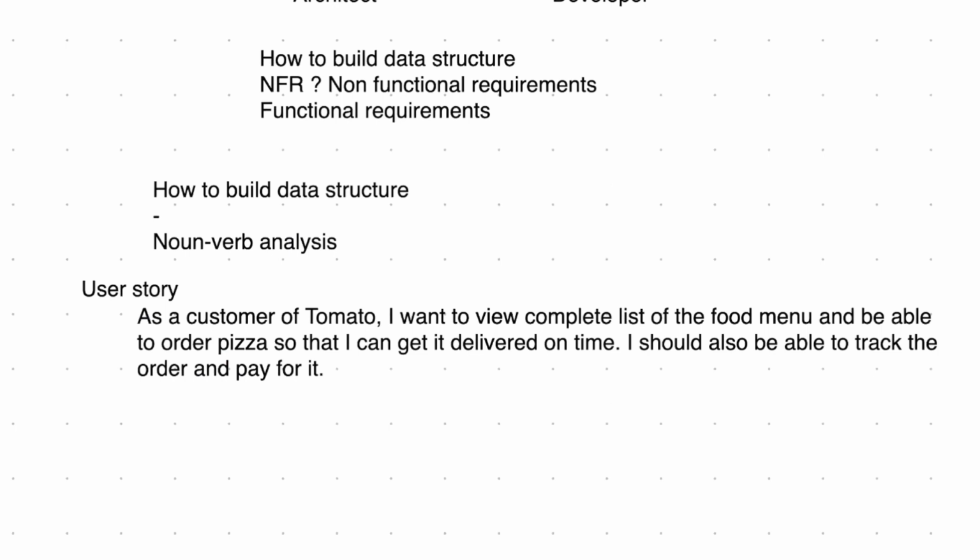Let me highlight this with green. All nouns go green. Customer is a noun. Very simple. Tomato is a noun. Complete list. Can I call it a noun or a list? Food menu. Pizza. And it should also track the order. Order. Yeah, these are nouns. Did I miss anything? No.